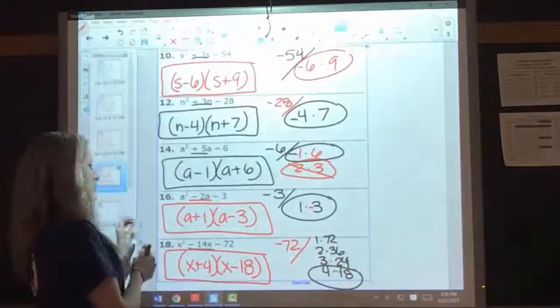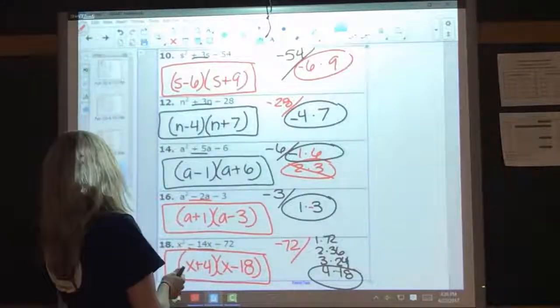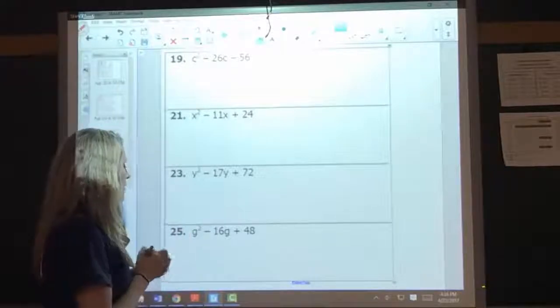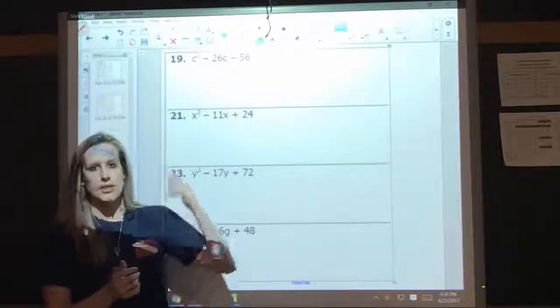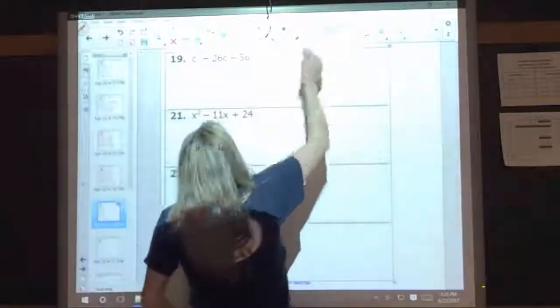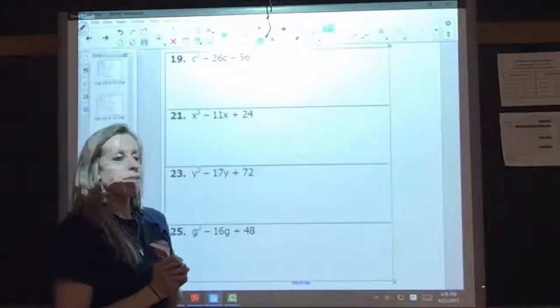All right, so now turn to the back. We're going to keep working on this. I'm going to do 4 on the left. Y'all are going to do 4 on the right. Okay, we're almost done. Okay, so we need the factors of negative 56.